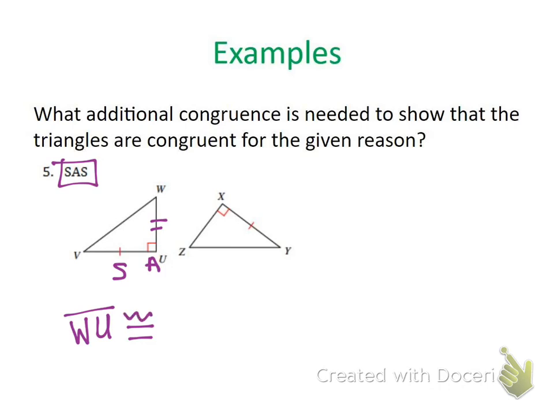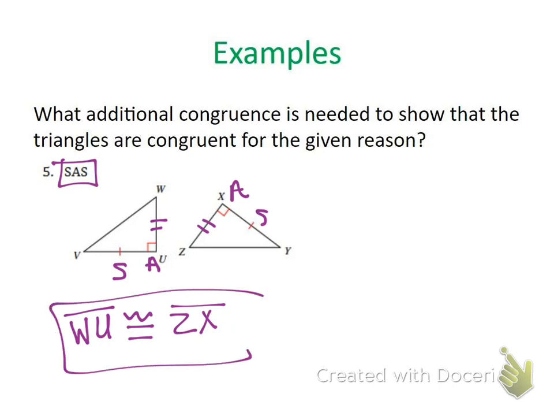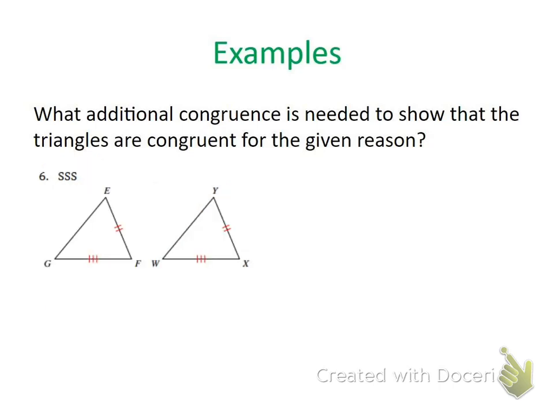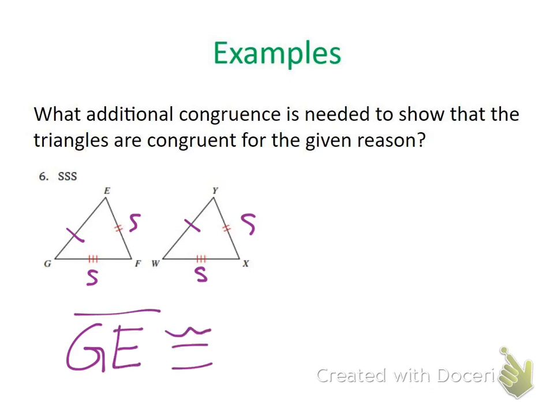Okay, and then let's look over here. We have a side, an angle. What other side do we need? Good, ZX. Okay, so we have two sides, so we need another side. This one's kind of self-explanatory. So we have side, side, we need to add another side. So let's call this GE. Needs to be congruent to what? WY.